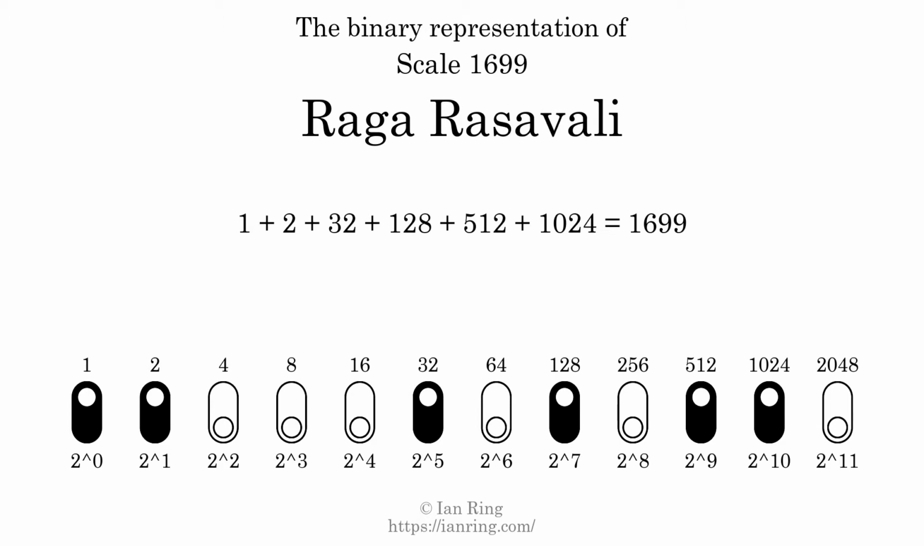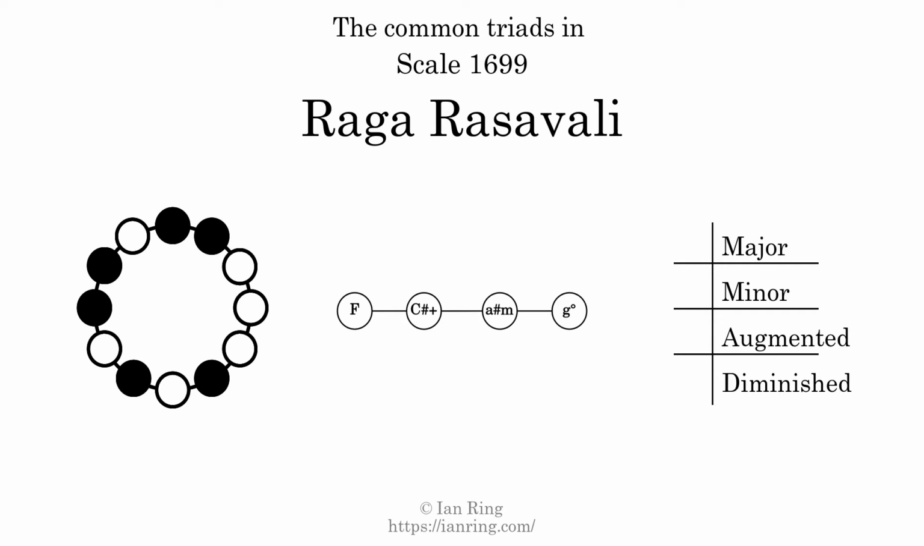1699. The scale number not only enumerates the scale with a unique index, but it also literally describes the tonal content of the scale. Represented as a binary number in base 2, the scale number is 0110101000011. Here are the common triads present in this scale.